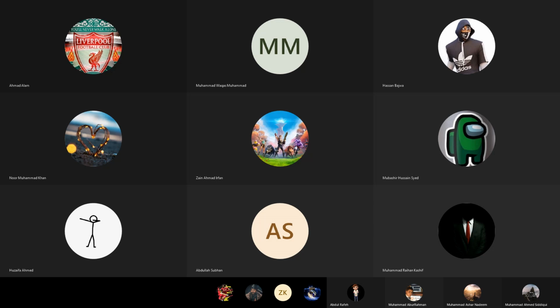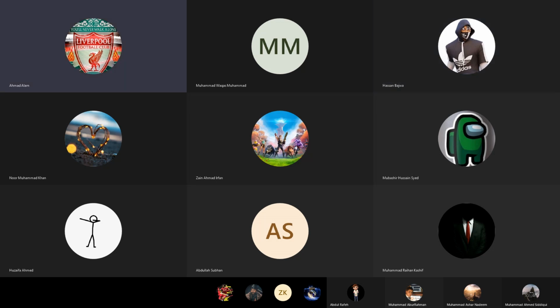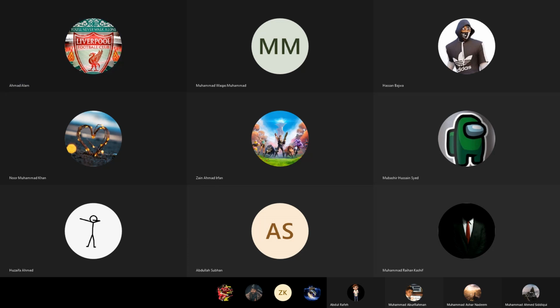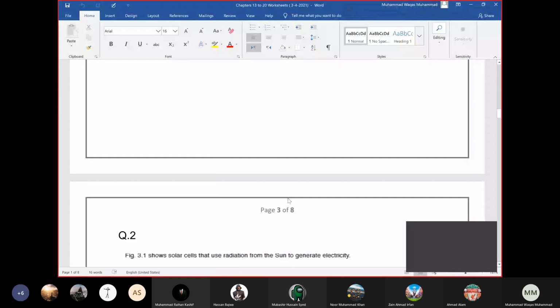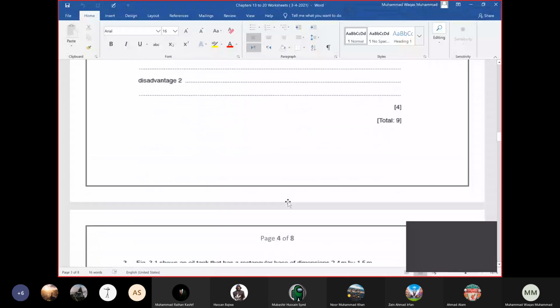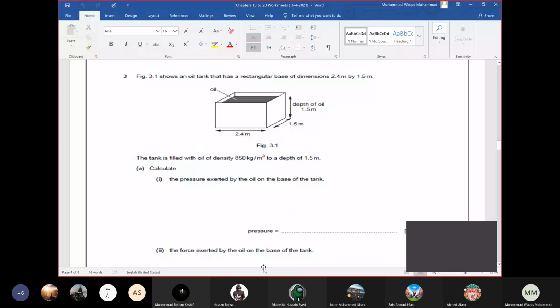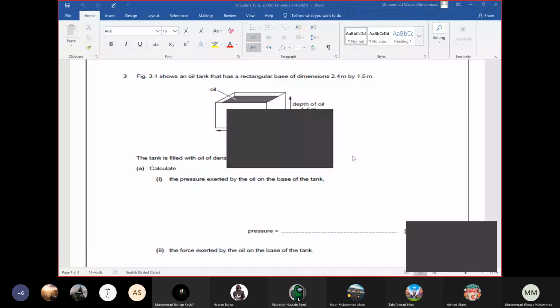Assalamualaikum, beta. Walaikum Assalam. Sir, we can hear you now. Ji, beta. Now I'm back. Let me share that worksheet we were doing. So, beta, we were doing question number 2. We discussed advantages and disadvantages as well, right? Let's do the next question.